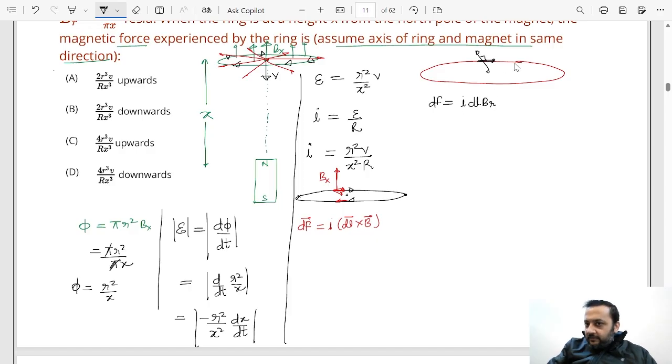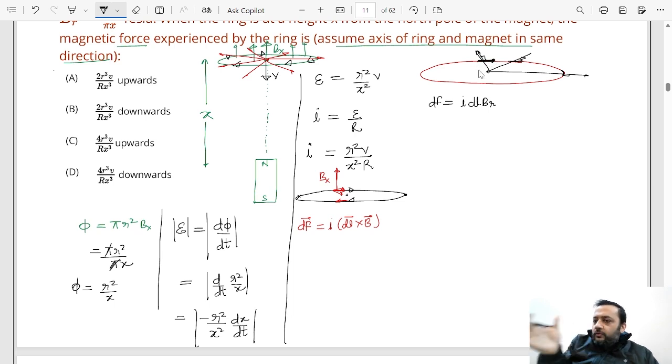Now the same thing will happen here also. dl is tangential and the field is radial, so the angle is 90. So basically, if you add up the force and check the direction of the force for any small element, I dl cross B is pointing upward. I dl is towards right and the magnetic field is inside.